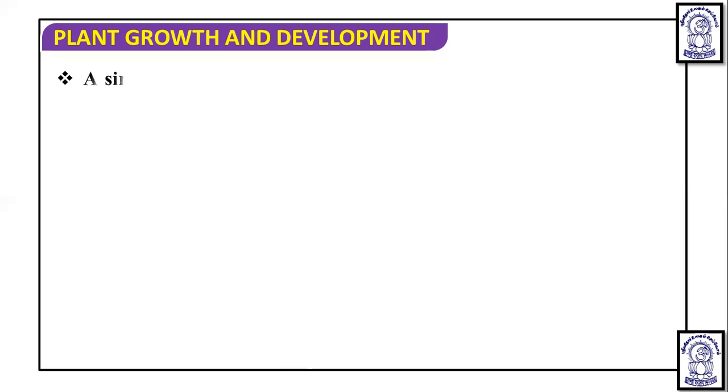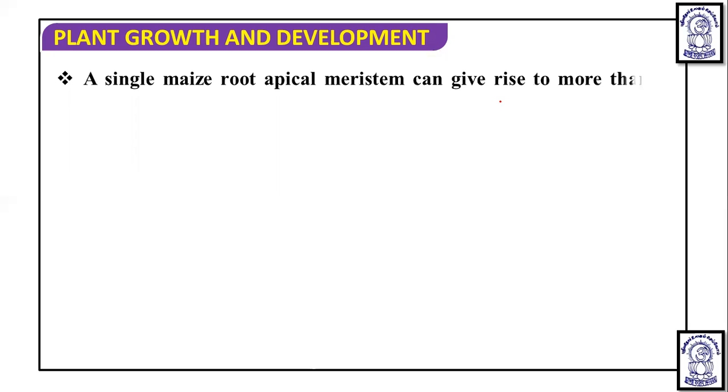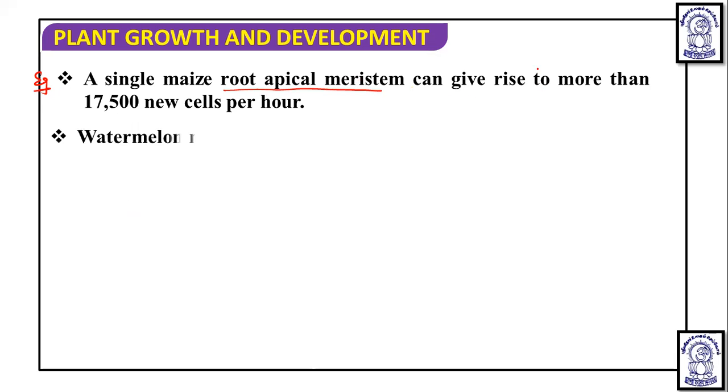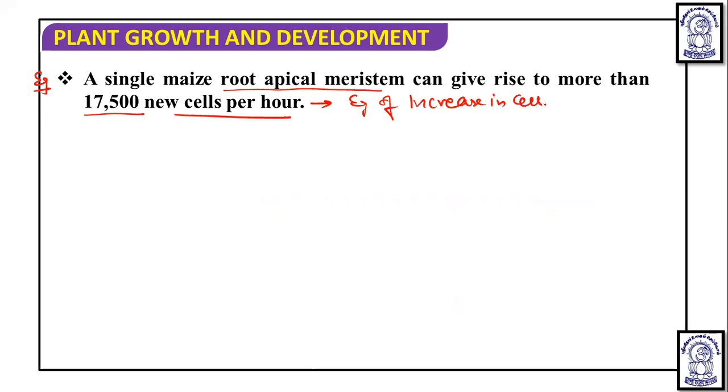Now if you want to talk about the increase in number of cells, then we can take an example like a maize root apical meristem, that can give rise to more than 17,500 new cells per hour. Remember one of the important points: root apical meristem gives us 17,500 new cells per hour. So that is an example of increase in cell number.